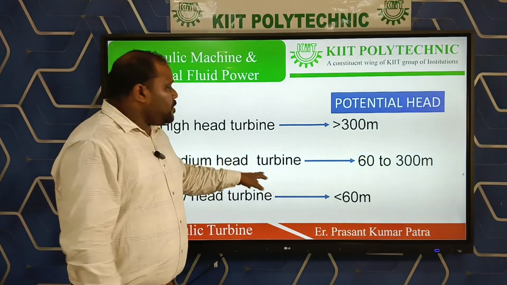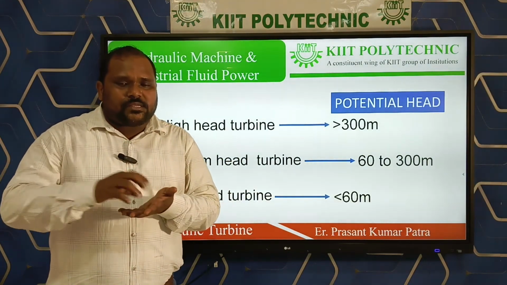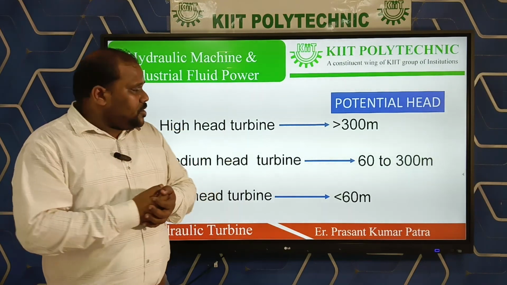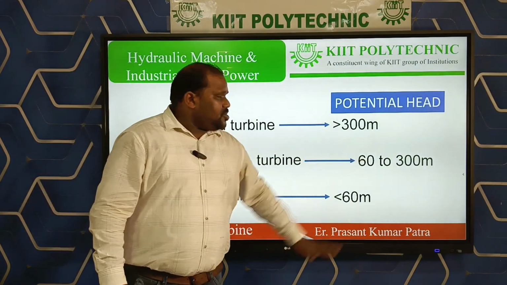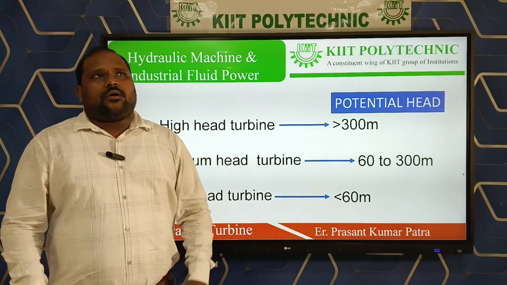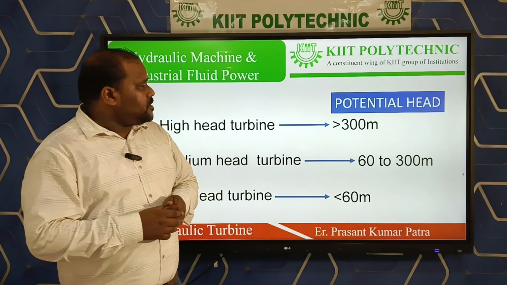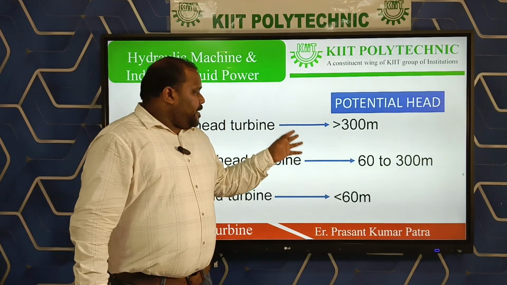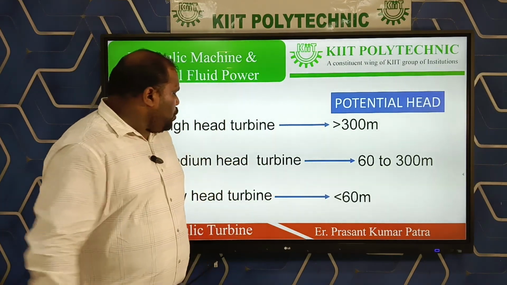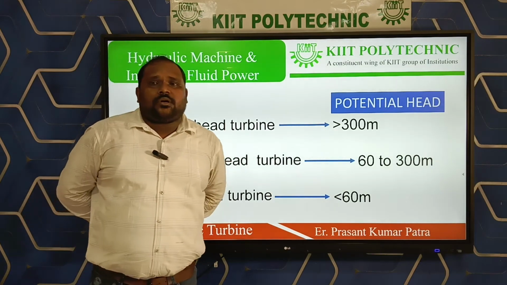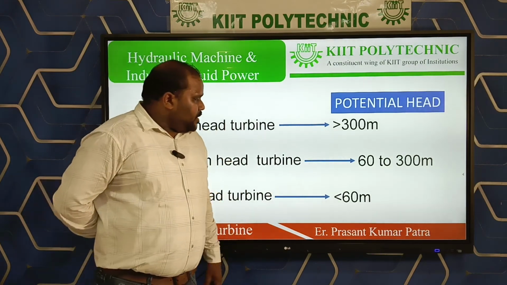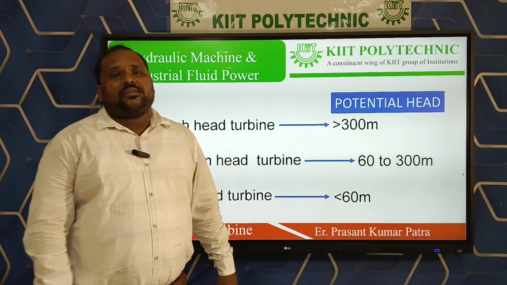In case of medium head turbine, that is the Francis turbine, what happens? The range is 60 to 300. Most probably 150, 180, these heads are used in case of Francis turbine. And next one is the low head turbine. In case of the Kaplan turbine, what happens? The head is less than 60 meter.